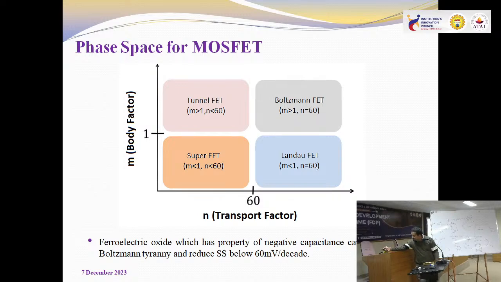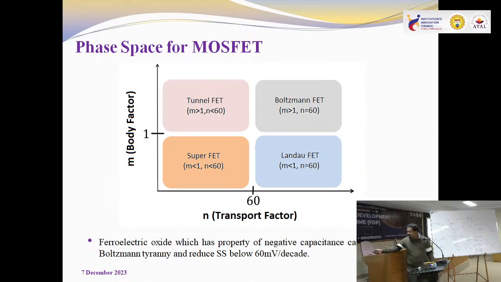But here I have changed the transport factor. TFET, IMOS, all these kinds of devices come under this category. There the transport is something else. There is tunneling. The charge carrier tunnels from source to drain. So this is one category. Now this is the Boltzmann FET. Boltzmann FET means our MOSFET only. m is greater than 1, meaning 1 plus C depletion by C oxide, and n equal to 60.